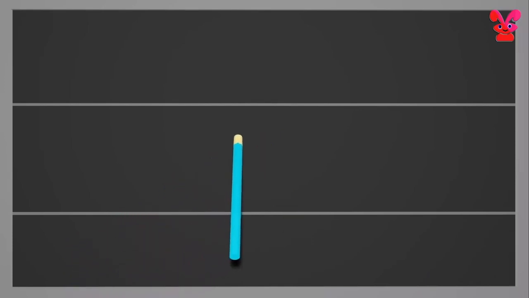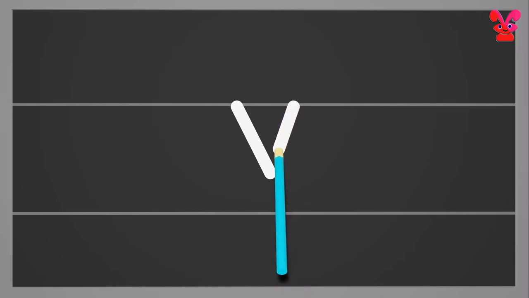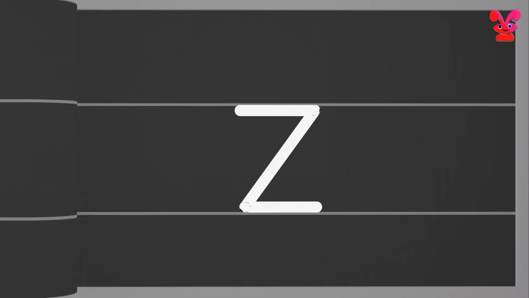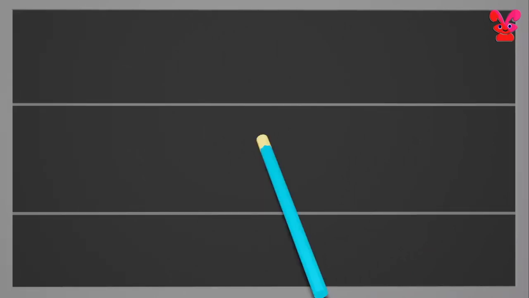Small y. Start from the middle and draw a standing line till the bottom. Again, go to the middle and make a standing line down below the bottom. Small y.